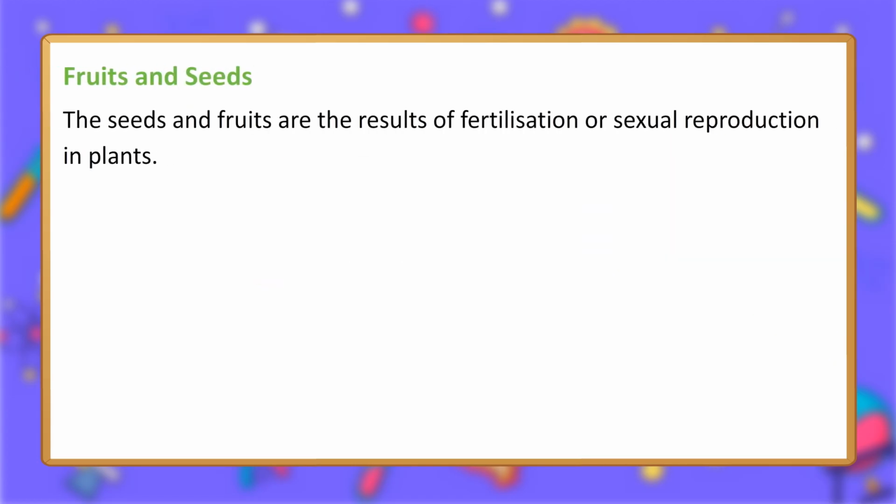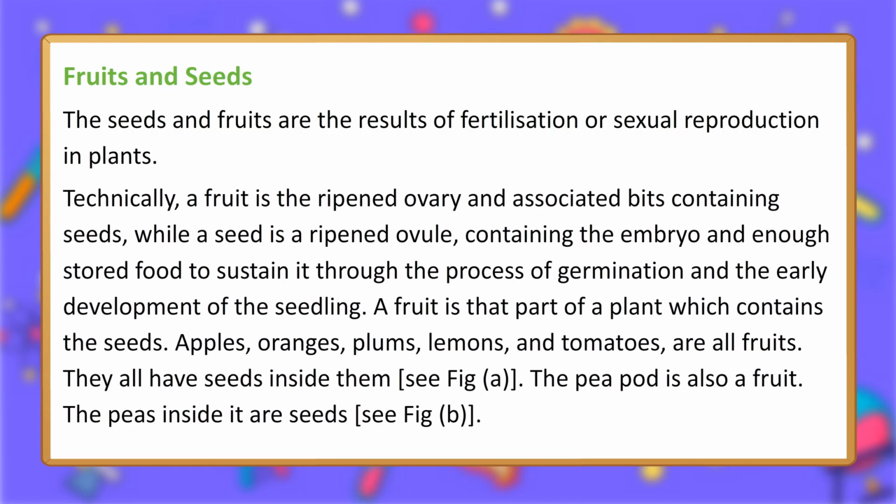Fruits and seeds. The seeds and fruits are the results of fertilization or sexual reproduction in plants. Technically, a fruit is the ripened ovary and associated bits containing seeds, while a seed is a ripened ovule, containing the embryo and enough stored food to sustain it through the process of germination and the early development of the seedling. A fruit is that part of a plant which contains the seeds.